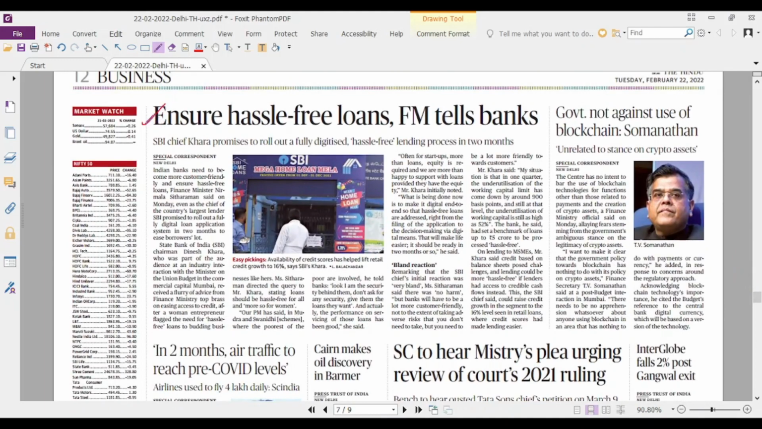You can skip this news. It just talks about how banks should be willing to give more loans to the weaker sections and vulnerable sections.